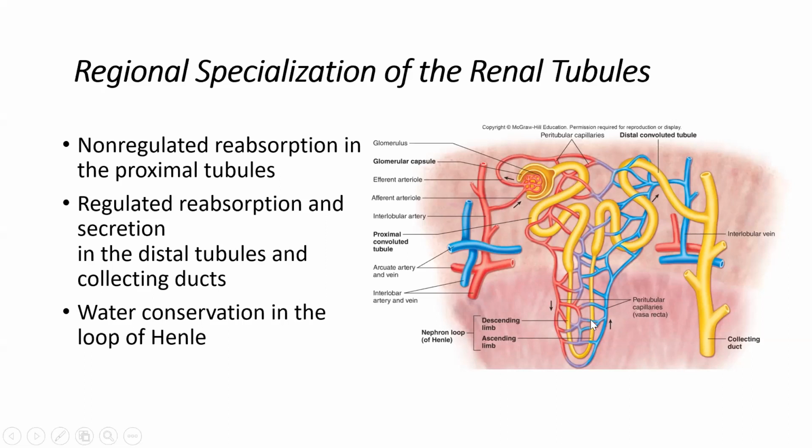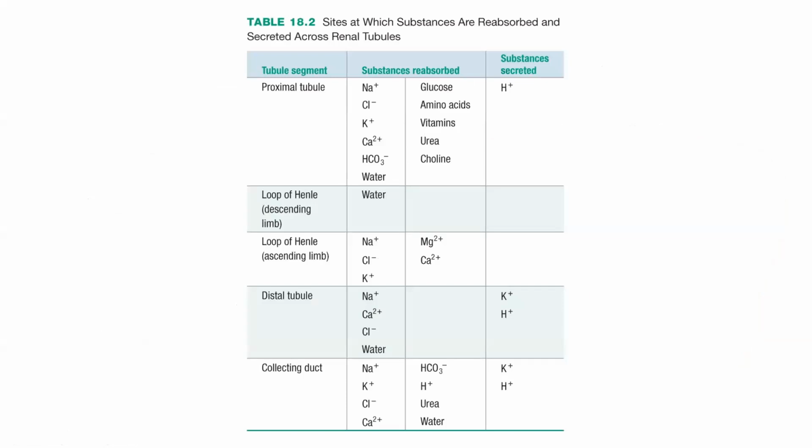So proximal convoluted tubule, non-regulated reabsorption; distal convoluted tubule and collecting duct, regulated reabsorption and secretion; and then loop of Henle is really for water conservation. Okay. This is another really nice table that summarizes a few important concepts here. I don't want you to memorize this per se, but have a good understanding of a few important trends.